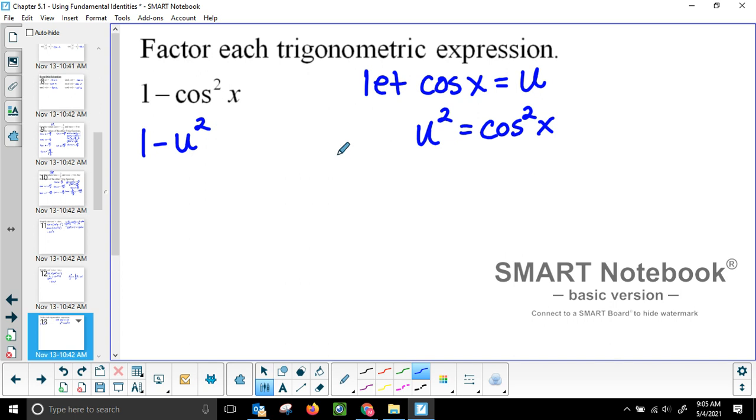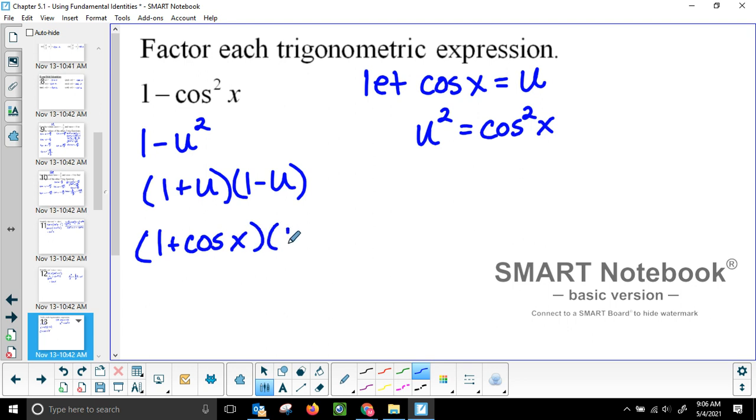Now, this is a difference of perfect squares. We have factored this a million times since Algebra 1. So this would just factor to 1 plus u, 1 minus u. But I'm not really talking about u's here. What is u? Cosine of x. So this is really 1 plus cosine x, 1 minus cosine x.